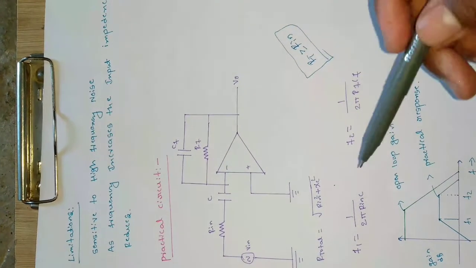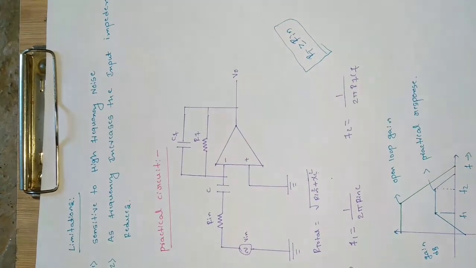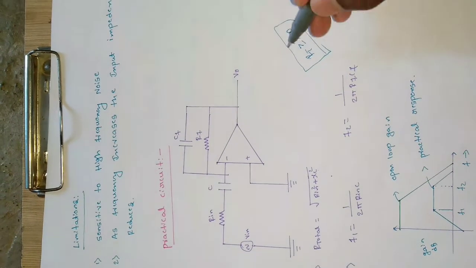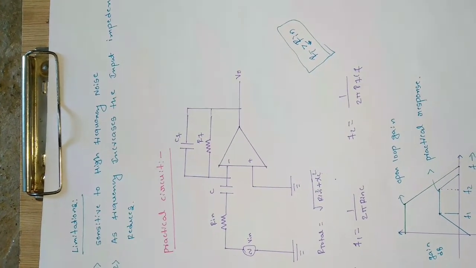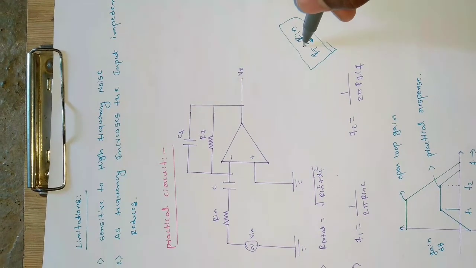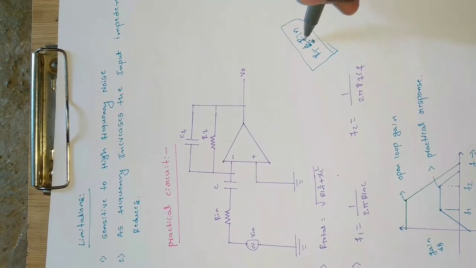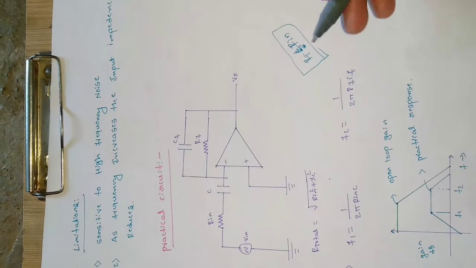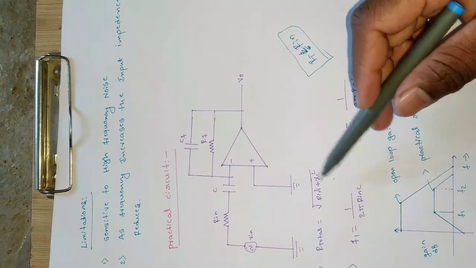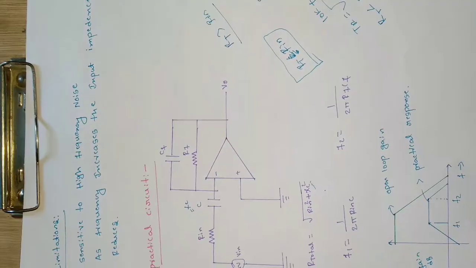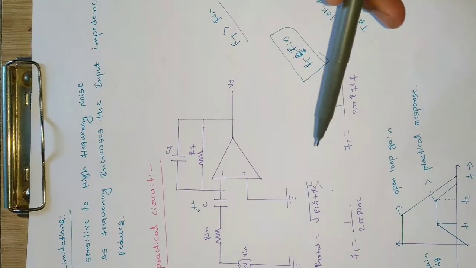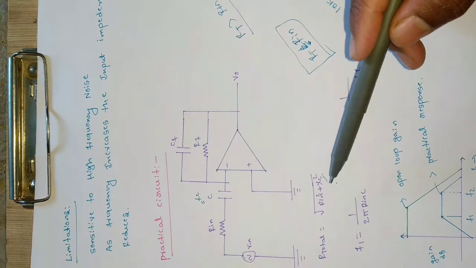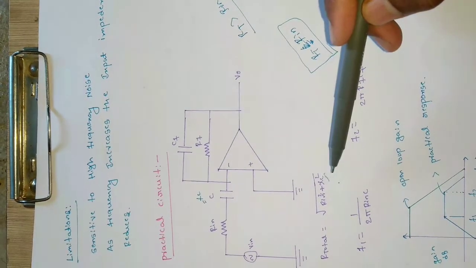But we know that Xc will never be equal to absolute zero. So R total will always be greater than Rin, because Rin and Xc add up. So what will be happening here is, the total input resistance R total will be equal to the square root of Rin square plus Xc square.